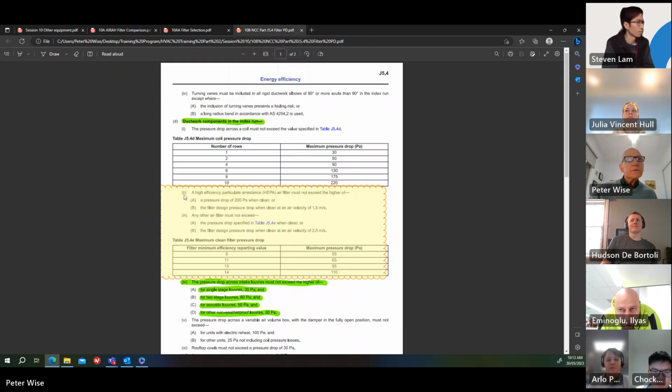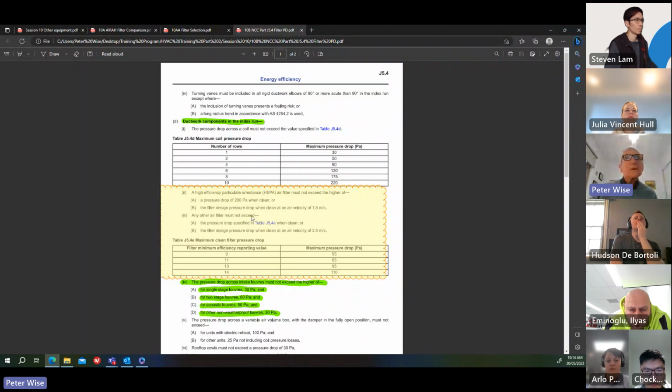And Part 2, J5.4D Part 2 talks about HEPA filters, resistances, pressure drop of 200 pascals when clean, or, that's important, that or the filter design pressure drop when clean at an air velocity of 1.5 metres per second. This is all stuff that you just need to be aware of, because when you're doing your static calculations and selecting filters, you have to comply with the NCC. Well, in Australia, you do anyway, but I'm not sure whether New Zealand uses similar things, but this is what we use here.